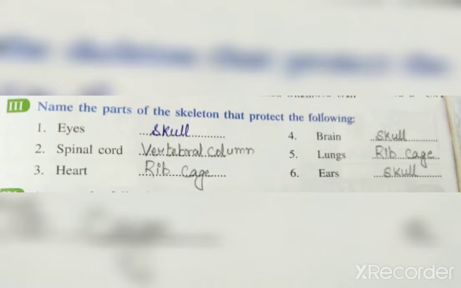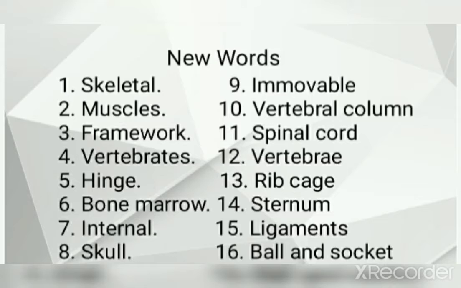Now we will look at question number 4, which is answer the following questions in one sentence. But before that, let me give you some new words related to the chapter, and these new words you have to write thrice in your science notebook. So the first new word is skeletal. Second is muscles. Third one is framework.